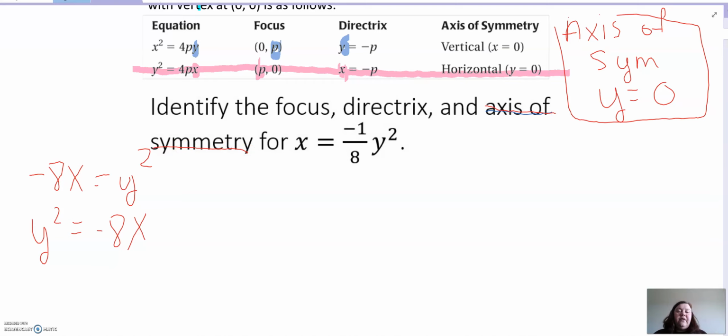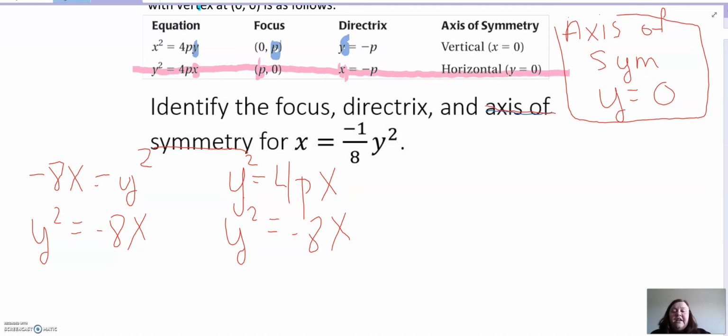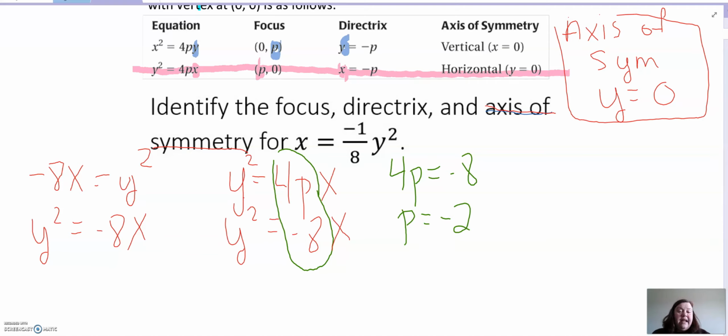So now let's talk about the focus and directrix. To find either of those, I need to know what p equals. Well, I have this equation, y squared equals 4px. And I just rearranged my equation to get y squared equals negative 8x. Now, if you notice, the y squares match up, the x's match up. So that means that this 4p has to be the same as negative 8. Those are the only two differences between those two equations. So 4p has to equal negative 8. And if I work out that equation by dividing by 4, I would get p is equal to negative 2.